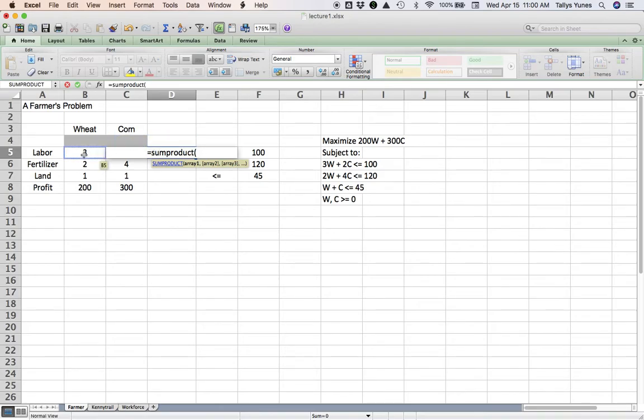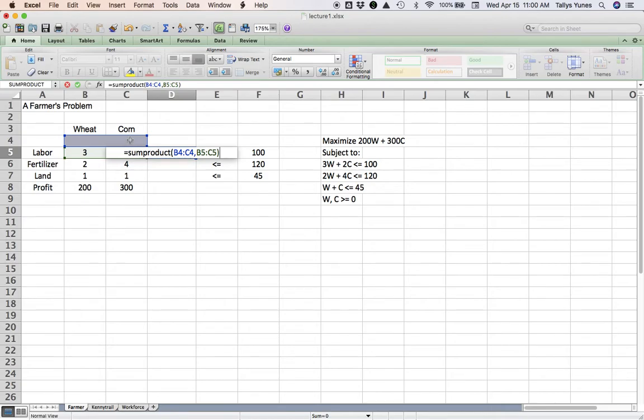So the idea is the same. So you take what are the variables you want to multiply, comma, to select all the variables. What are the numbers that you want to multiply those variables respectively, right? So 2 ranges separated by commas. And this will do exactly the same thing. The 3 times the wheat plus the 2 that's behind here, times the corn.